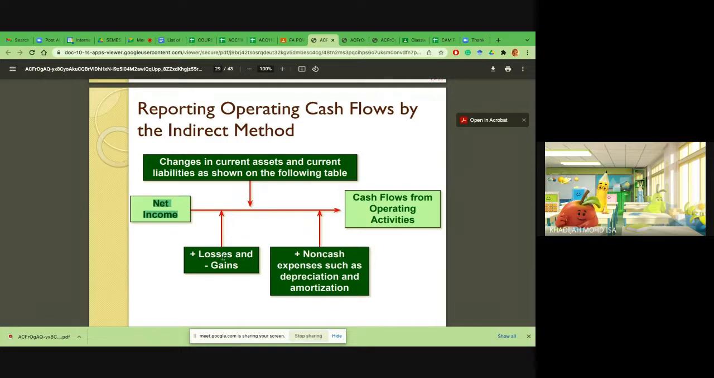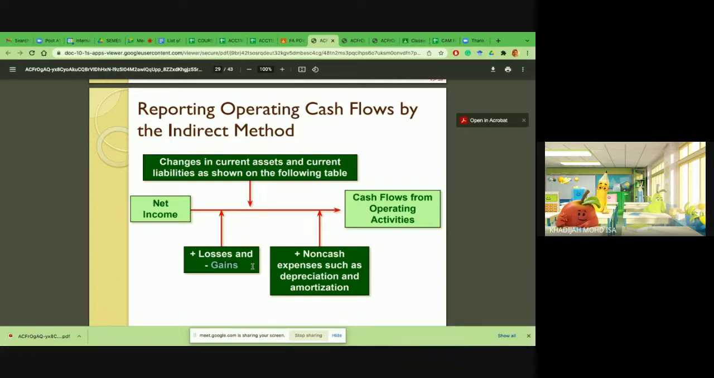And then if you have losses, for example, loss on disposal, remember losses is an expenditure. It's an expense, but you don't pay for the losses. So that's why in arriving to net income, you have minus losses. So below you already minus, then now you add back. You add back your losses. But if there is a gain on your disposal, in arriving to your net income, you have added your gains. So that's why now you have to minus your gains.